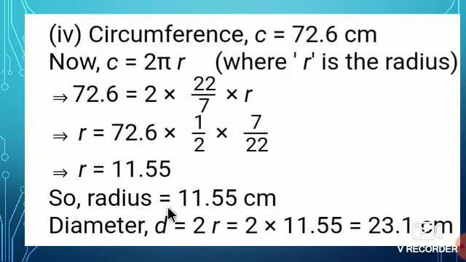11.55. Now we know the radius, so easily we can calculate the diameter, that is 23.1 cm. Understood how to solve it?